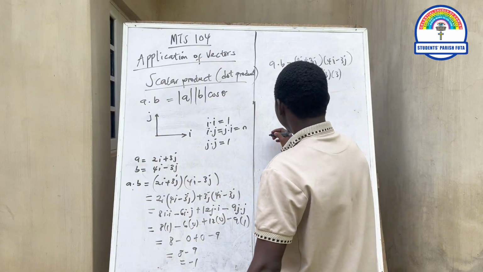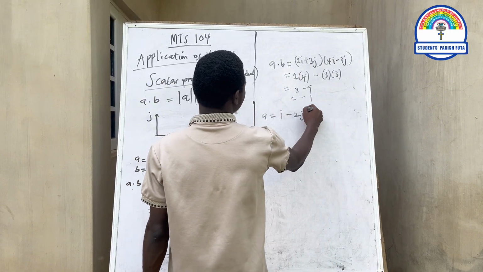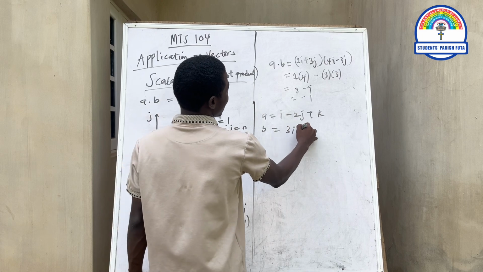What if you have a 3-dimensional component? Let's say A is i minus 2j plus k. Then you have B to be 3i plus k.